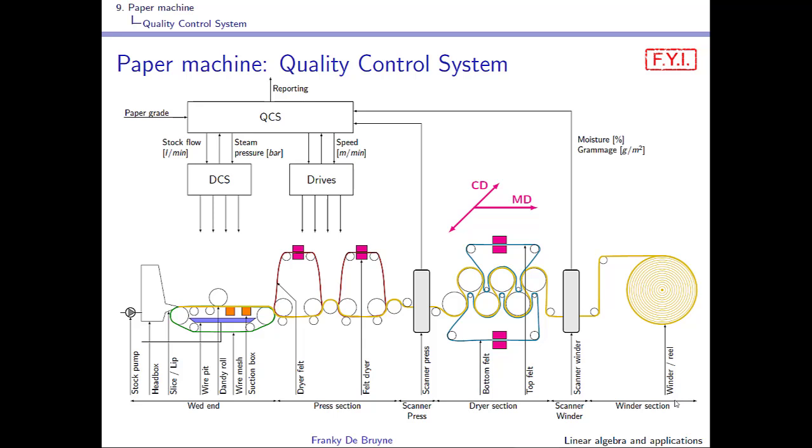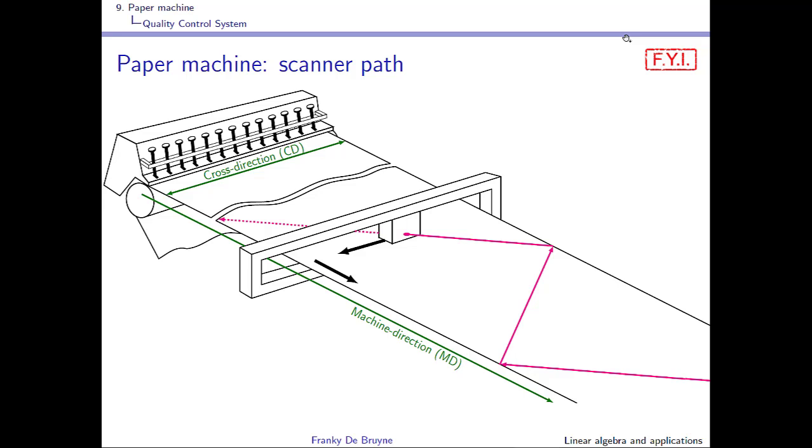In this talk we'll focus on CD control, cross-directional control, and we'll focus on grammage. So the idea is that you try to decrease the spread of grammage around the average value across the paper web, and you can do this by locally opening and closing the slice or lip, and this will be explained later on in the presentation.